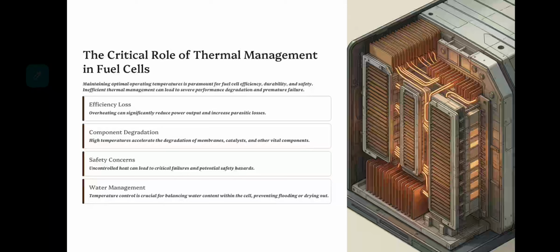Water management: temperature control is critical for balancing water content within a cell, preventing flooding or drying out.